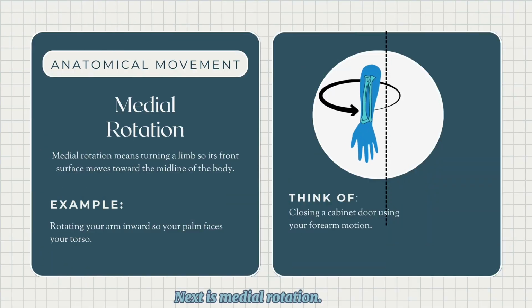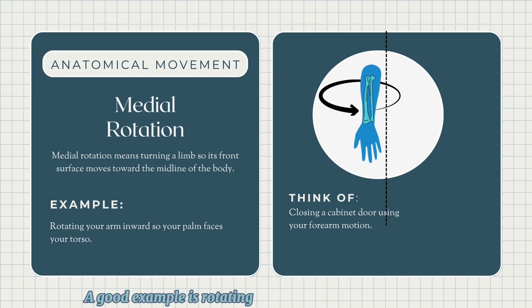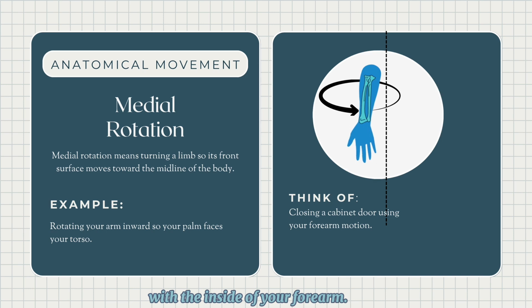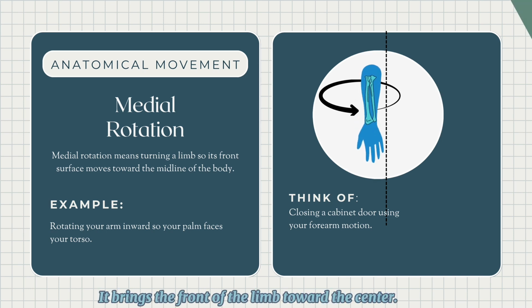Next is medial rotation. Medial rotation means turning a body part inward, toward the midline of the body. A good example is rotating your arm at the shoulder so your palm faces your torso. Think of it as closing a cabinet with the inside of your forearm. It brings the front of the limb toward the center.